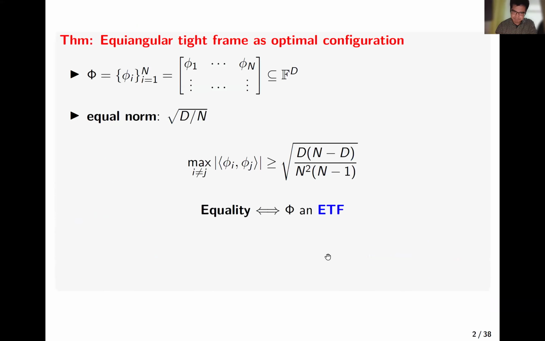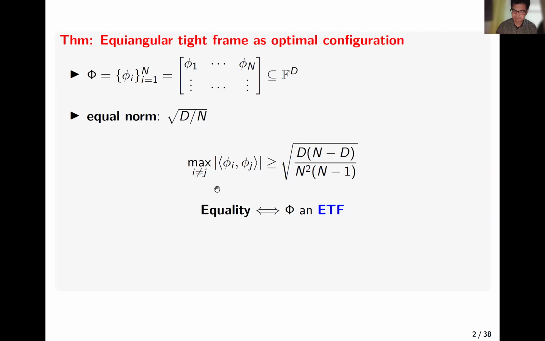It turns out that this is minimized precisely when we have an equiangular tight frame. Here's our setup. We have a bunch of vectors in space, the phi's, and often I'll put them as column vectors of a short fat matrix, like the one we see above. We assert that these have equal norm, and the quantity that we want to minimize is bounded by this quantity on the right, and this inequality is called the Welch bound. It turns out that we have equality precisely when our collection of vectors forms an equiangular tight frame.